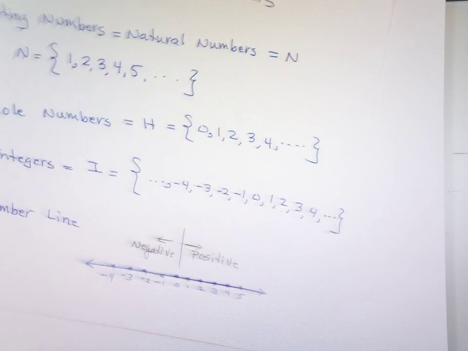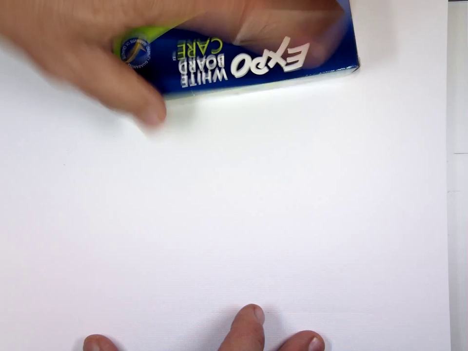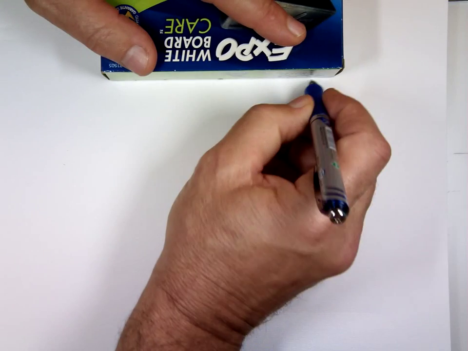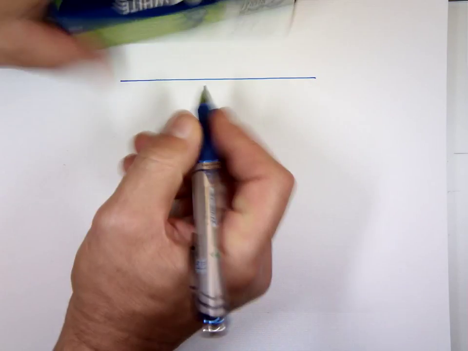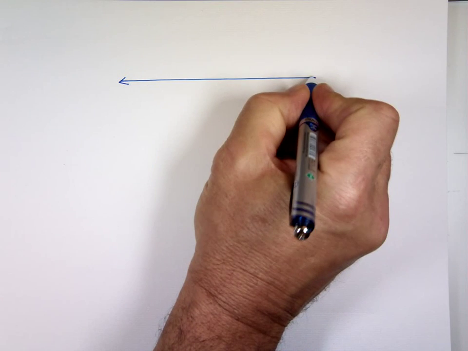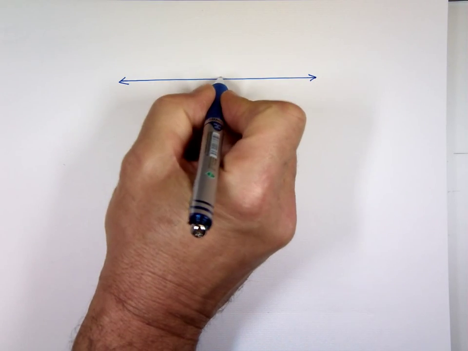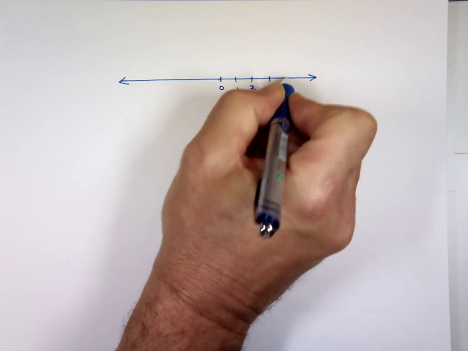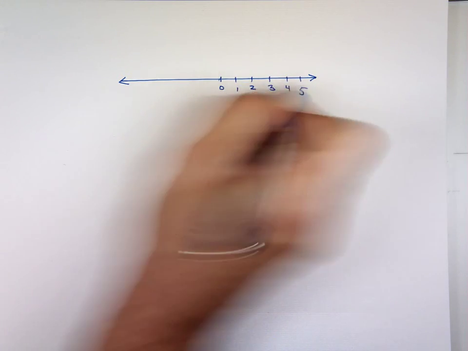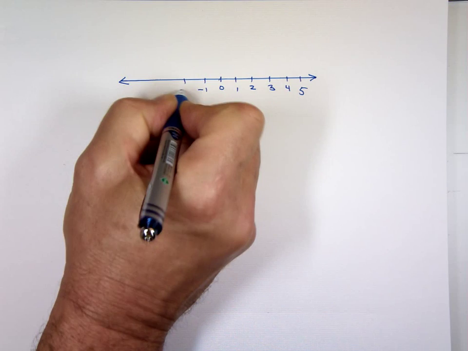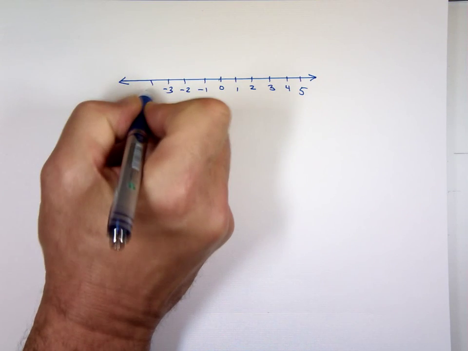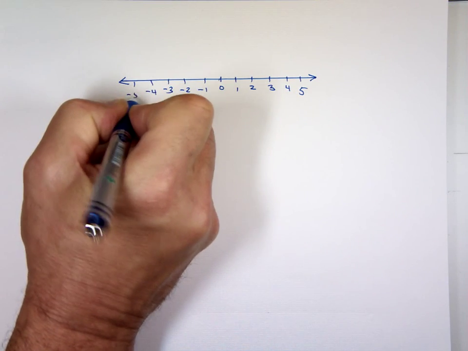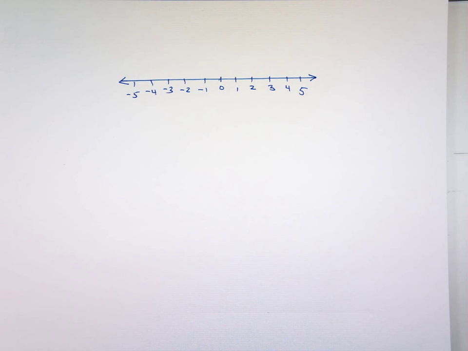So let me look at the next picture. Let me make a picture here. Again, there's the number line, the 0, the 1, the 2, the 3, the 4, the 5, the -1, the -2, the -3, the -4, the -5. So the first thing I'm going to talk about is actually the opposite.